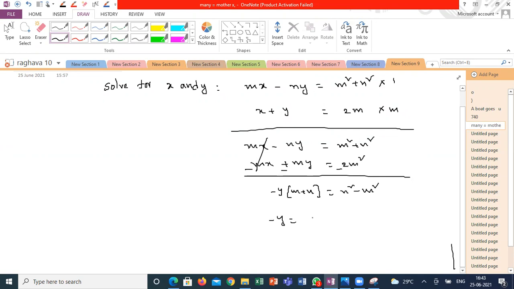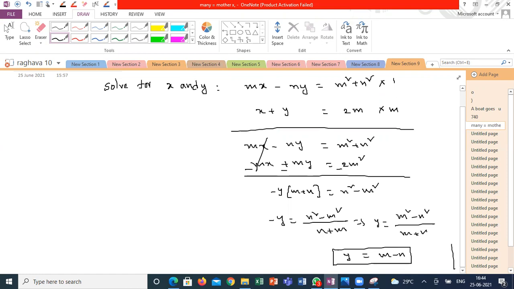Minus y is equal to (n square minus m square) by (n plus m). So y is equal to (m square minus n square) by (m plus n). So the answer is y is equal to m minus n. I got y is equal to m minus n.